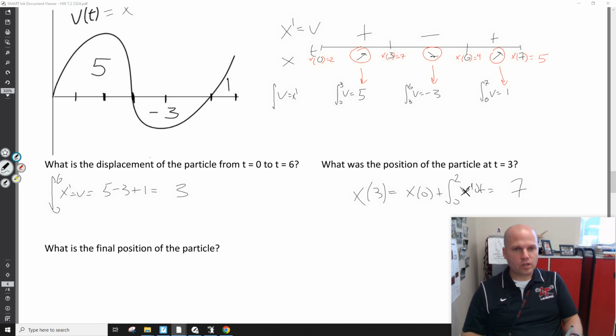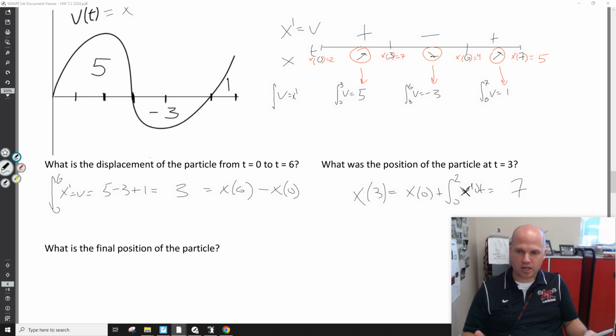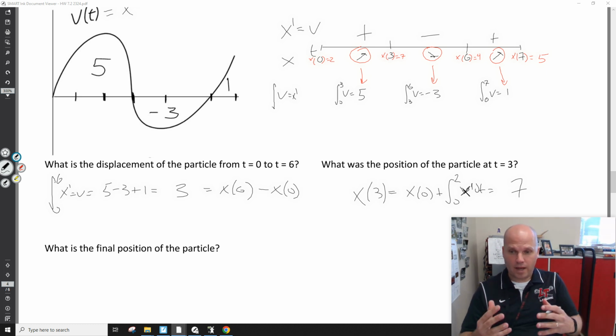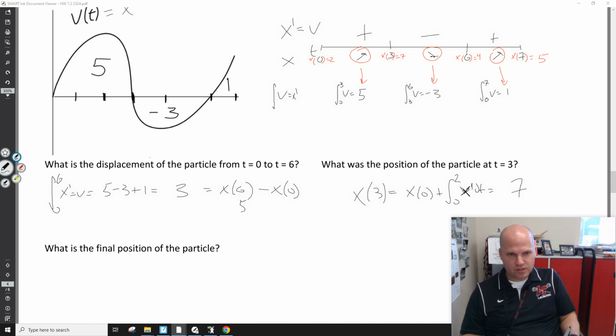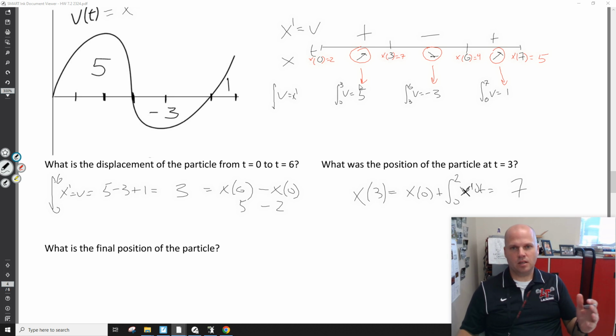Or you could find that I knew my position at time 6. It's my ending position. I knew my position at time 0. That's my starting position. How far away did we end versus where we started? I started at 2. I ended at 5. 5 minus 2 gives us 3. And this is the key for next lesson, understanding how can we find these accumulations if they're not given to us? Well, we can use our positions to subtract them.